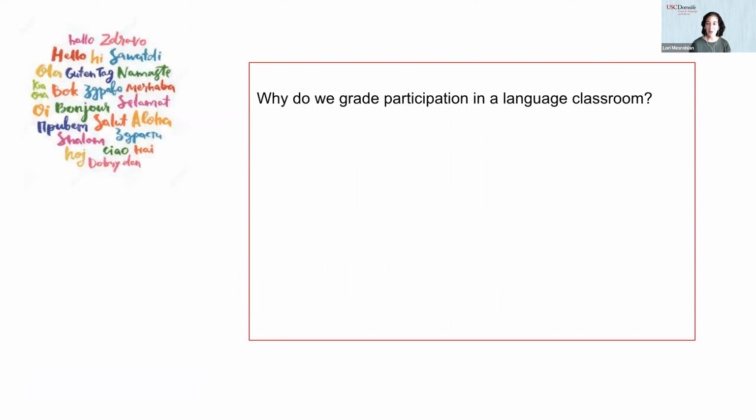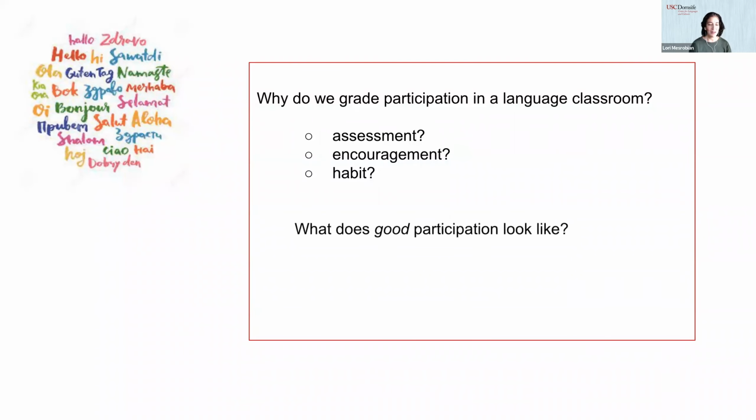Why do we grade participation in a language classroom? What exactly are we trying to assess? Is it because we want to encourage more participation by quantifying it? Or is it merely a habit we have as instructors? And what does good participation look like anyway? Are we gauging the frequency of contributions, the accuracy of contributions? How do we tap into all the critical engagement that occurs in a language class, but we can't necessarily hear or see explicitly?